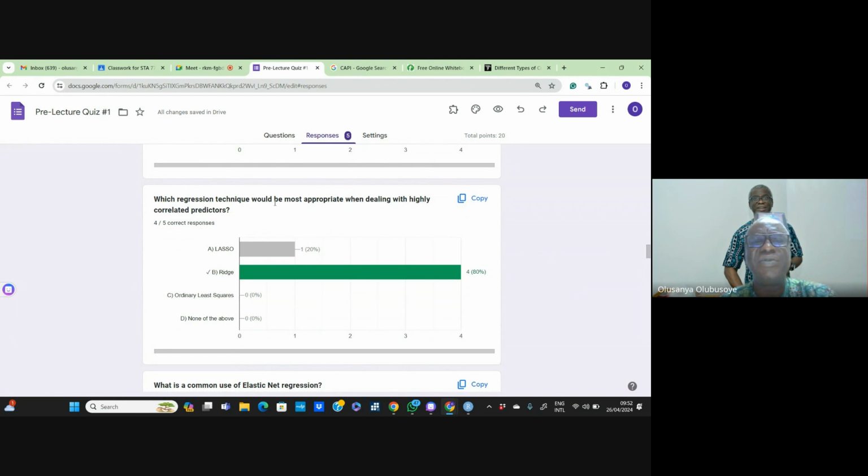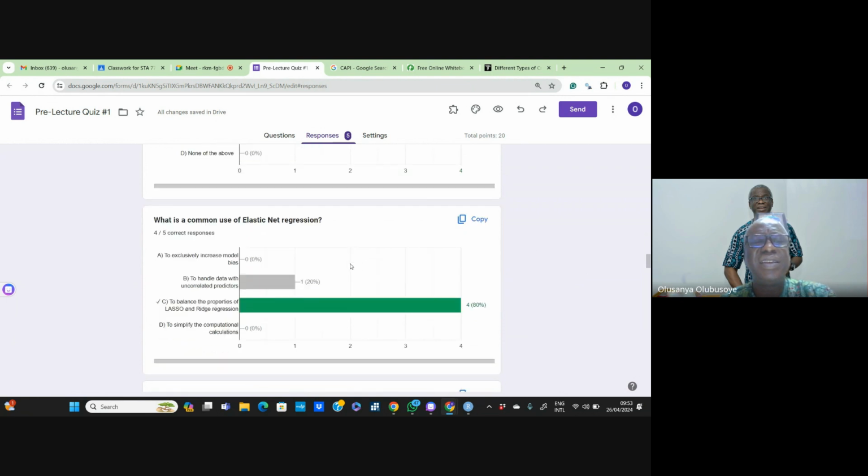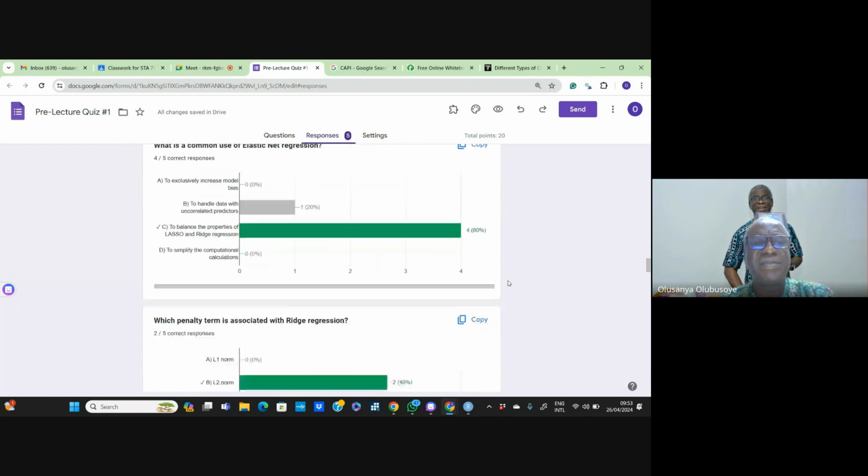Which regression technique will be most appropriate when dealing with highly correlated predictors? Ridge regression is the answer. If you are dealing with highly correlated regressors or predictors, you can use ridge regression. So it will reduce the impact of those variables completely. What is a common use of elastic net? To balance the properties of lasso and ridge. Only one person missed this.